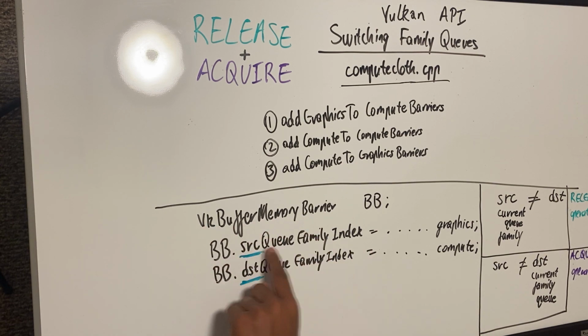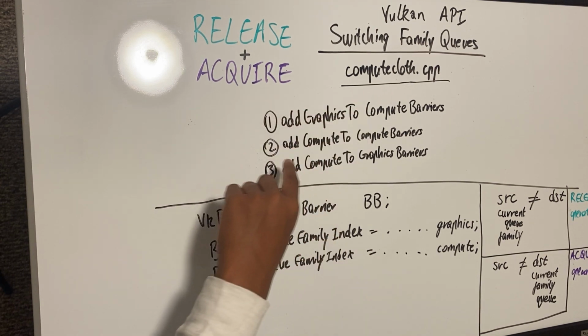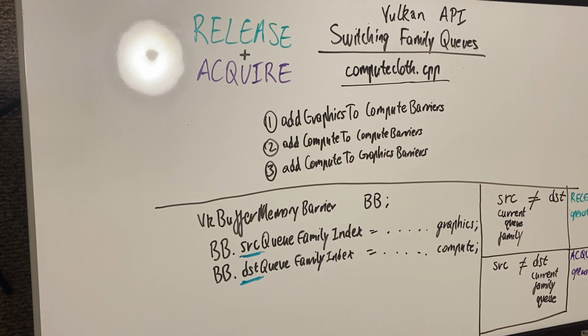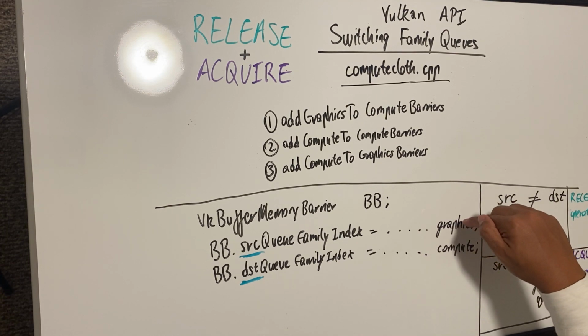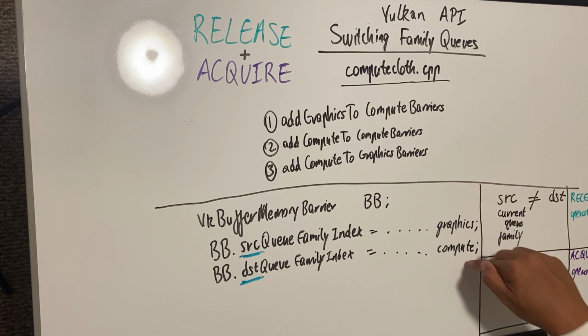But you could search for this or you could search for this. You could search for, this would be add graphics to compute barriers. So this particular situation is add graphics to compute barriers. Now, right? And we're adding graphics to compute. So we're basically going from graphics and switching over to compute.